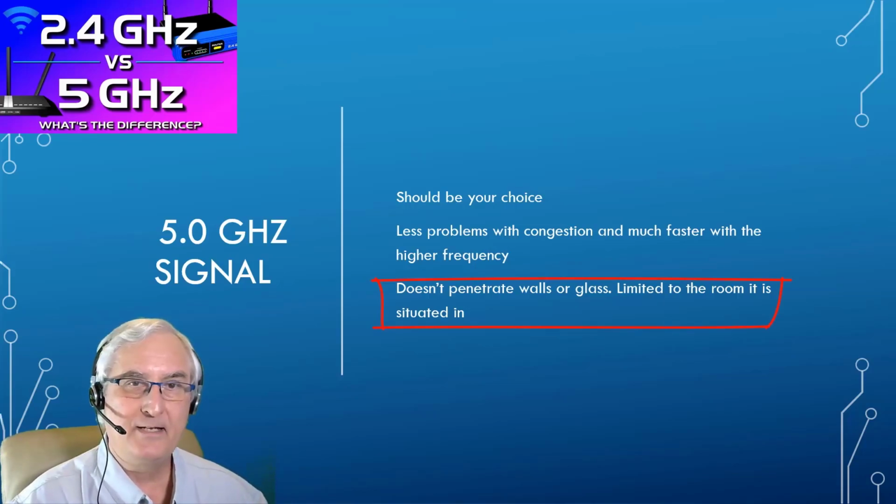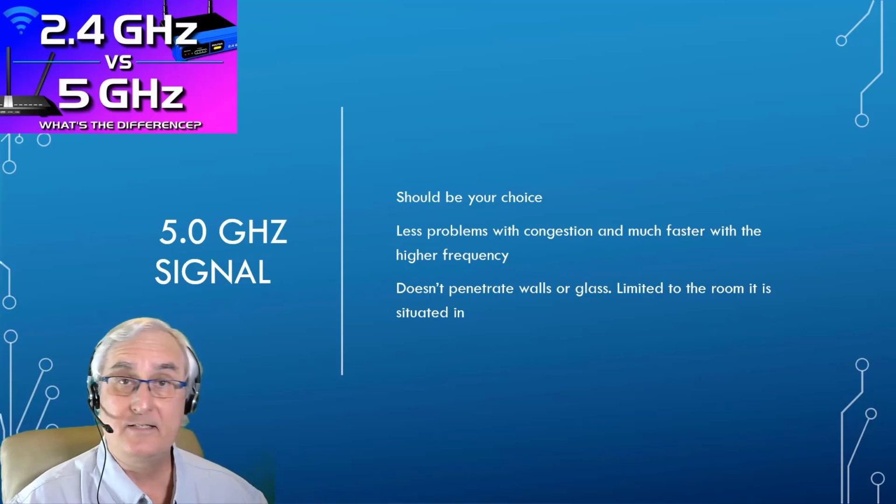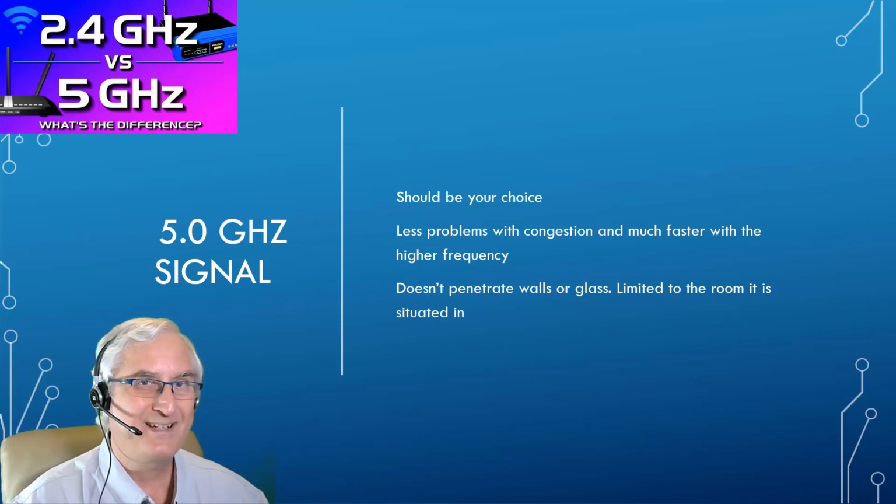However, the problem with it is that it doesn't penetrate walls, glass, and it's usually limited to one room. Now, this is a great advantage if you're in a congested area such as a condo. If you have a lot of Wi-Fi around you and you're receiving on your 5 gigahertz signal from your router, then you're probably not going to get that much congestion because this signal doesn't go outside your room. So this is the signal you should be using on a dual band router.